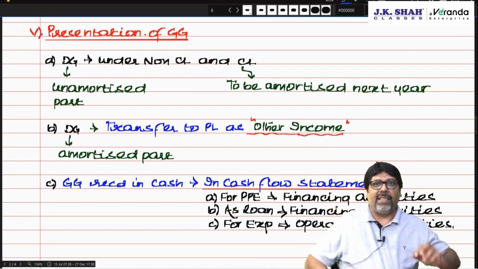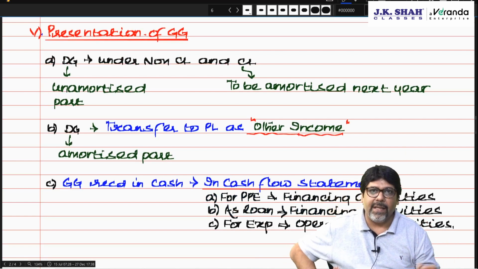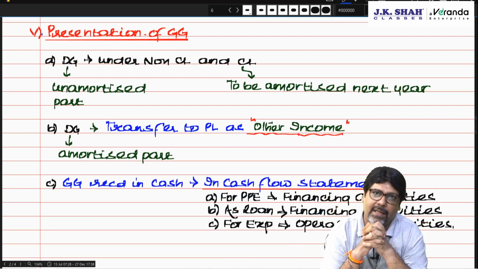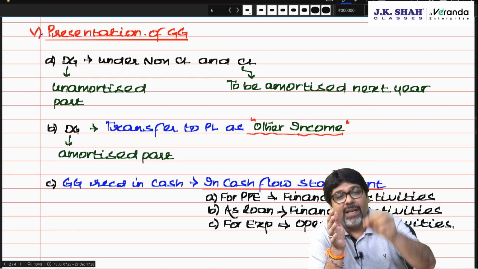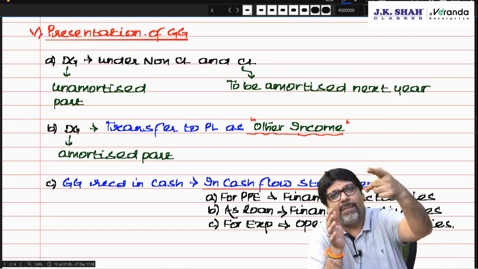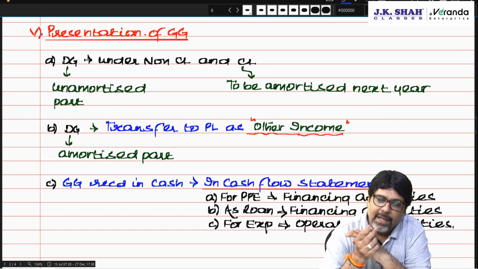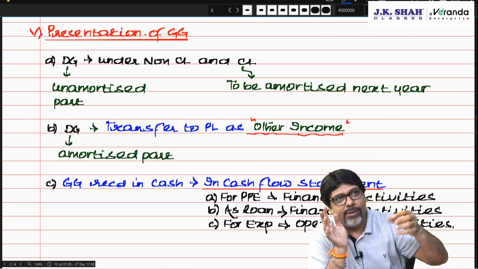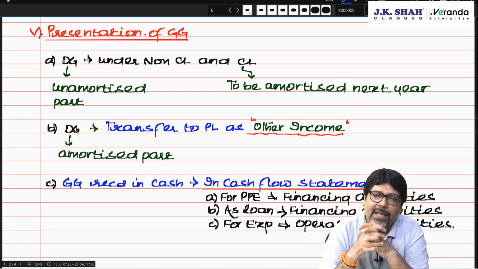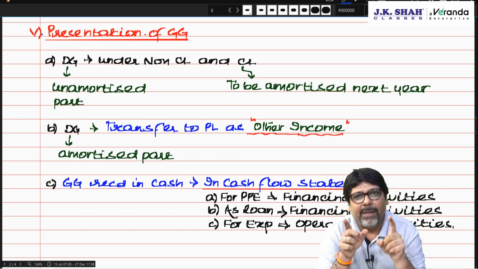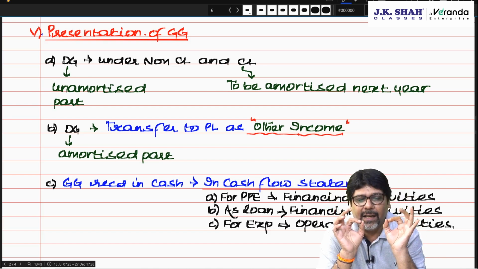Now, presentation. Deferred grant will appear in the balance sheet under non-current and current liability. The portion which you are going to amortize next year will come as current liability. The remaining will come under the head non-current liability. Am I clear? The amortized portion which you have transferred to P&L will come in P&L under the head other income.